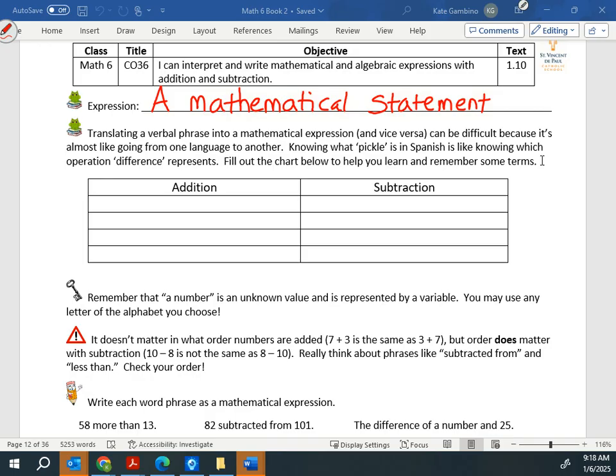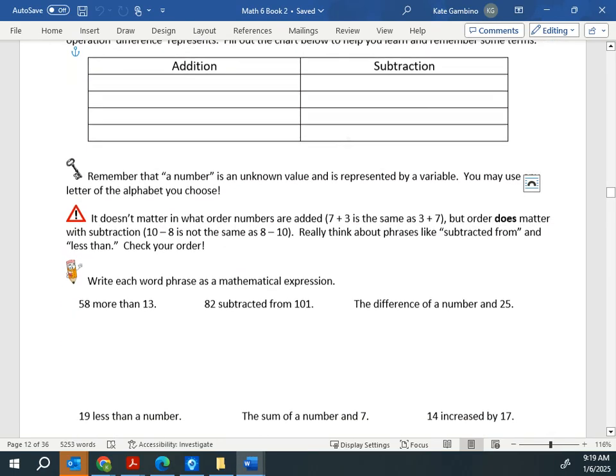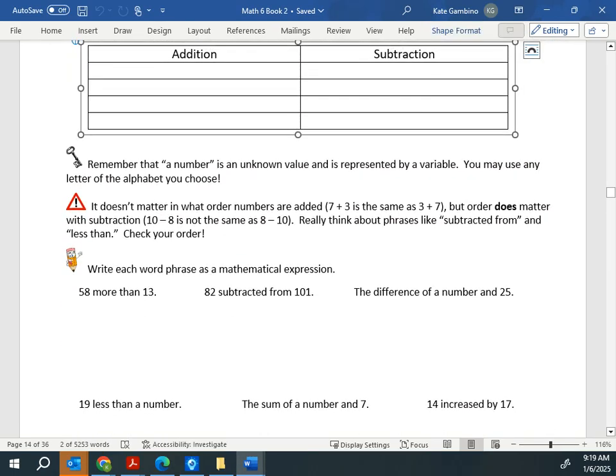Knowing what pickle is in Spanish is like knowing which operation difference represents. So that word, difference, does anybody know what operation that would be? Adeline? Division, subtraction. So knowing that difference means we are subtracting with that subtraction sign, it's going from one language to another. Fill out the chart below to help learn and remember some terms. So these are going to be terms that we're going to want to be putting on help sheets when it comes time for the test. So we remember when we're going to add and when we are going to subtract.